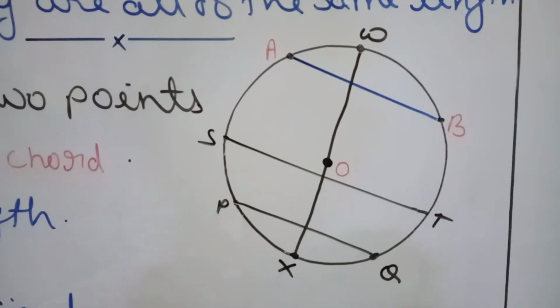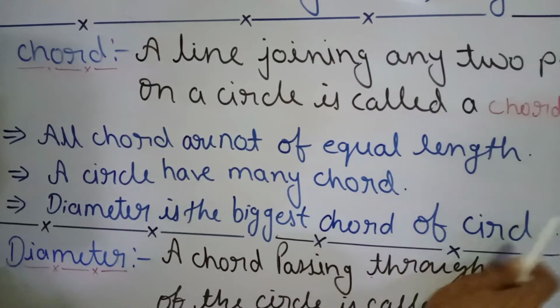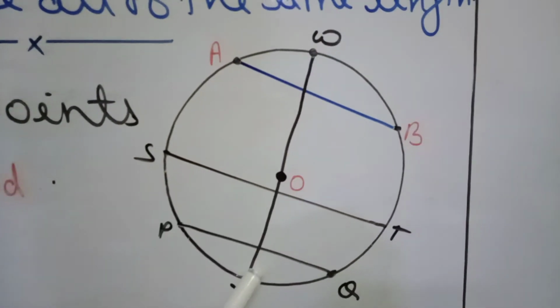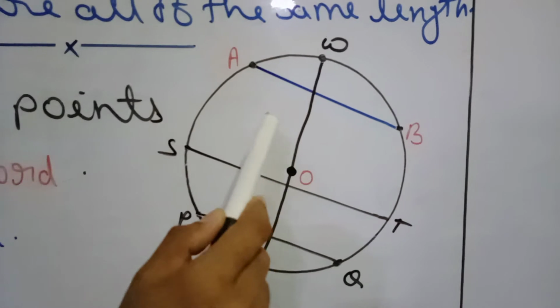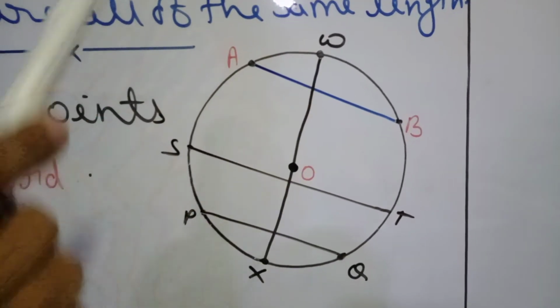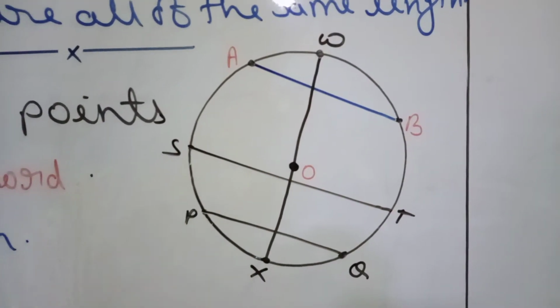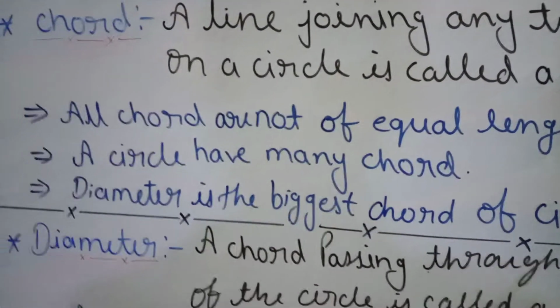And the next is the diameter, the biggest chord of the circle. So this is a chord and this is the biggest line. You can see the fourth one I drew. No other chord will be bigger than this. So we can say that the diameter is the biggest chord of the circle. Now let's move to the next one, that is the diameter.